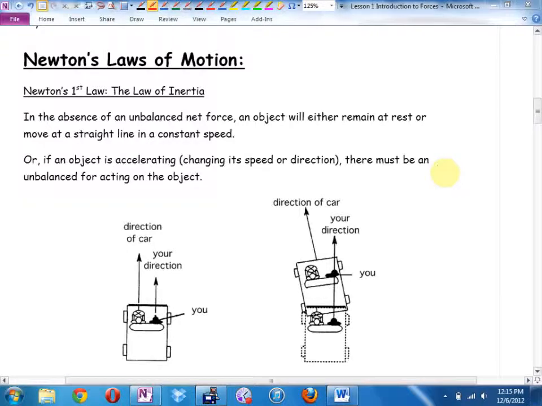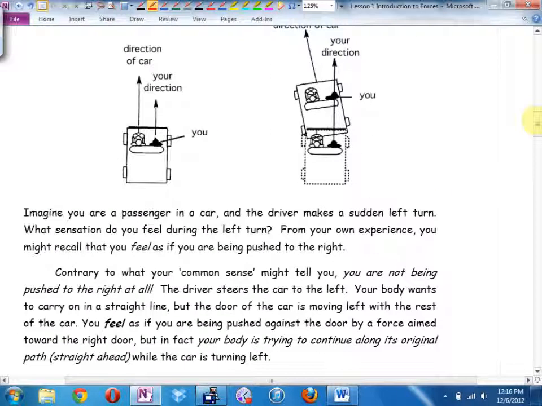If you're driving in the car, your body has inertia. It wants to keep going in a straight line at a steady speed. When the car moves underneath you, your body wants to keep going in a straight line at a constant speed. And as the car moves underneath you, the door or the wall panel has to push against you, has to exert an unbalanced force to get you to accelerate that way. You don't think of that. You feel like you're getting pushed against the door. You're not. The door is pushing against you.